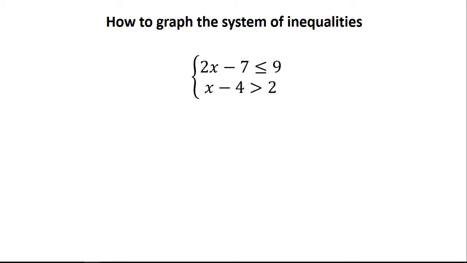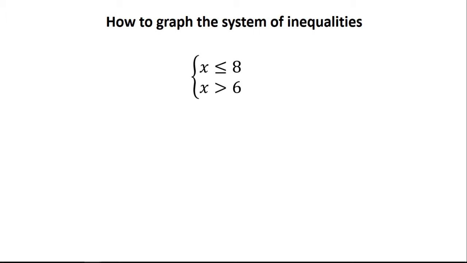But first of all, let's simplify the inequalities. Let's add 7 to both sides of the first inequality and 4 to both sides of the second inequality. And after that, let's divide both sides of the first inequality by 2. So after those simplifications, we obtain the following rather simple system of inequalities.